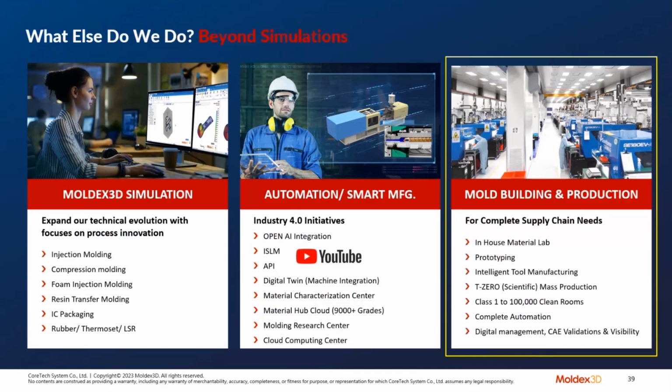Also, we are not only focusing on simulation and the automation side, but through our partner companies, we are also opening up, or helping with, the supply chain needs. So if you need help with tool building, like actual physical tool building, we can help you out. If you need help with prototyping, we can help you. If you're running out of capacity, we can also make parts for you, following the T0 scientific method, so everything is performed scientifically during the molding process.